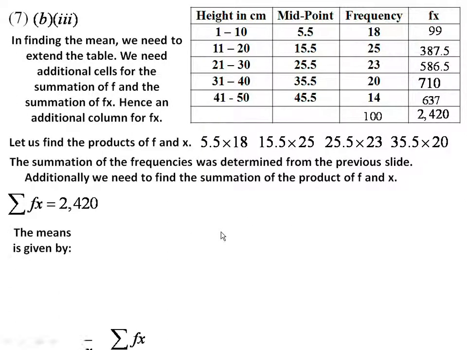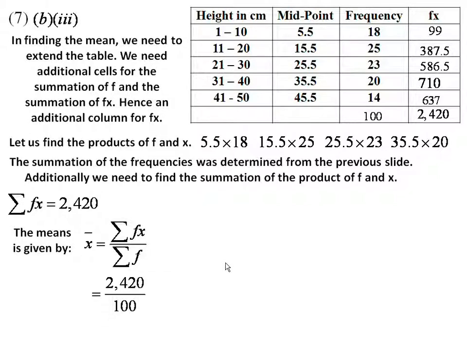How do we calculate the mean? The mean is given by what? X bar is equal to the summation of fx over the summation of f. So 2,420 over 100, and that gives 24.2 centimeters.